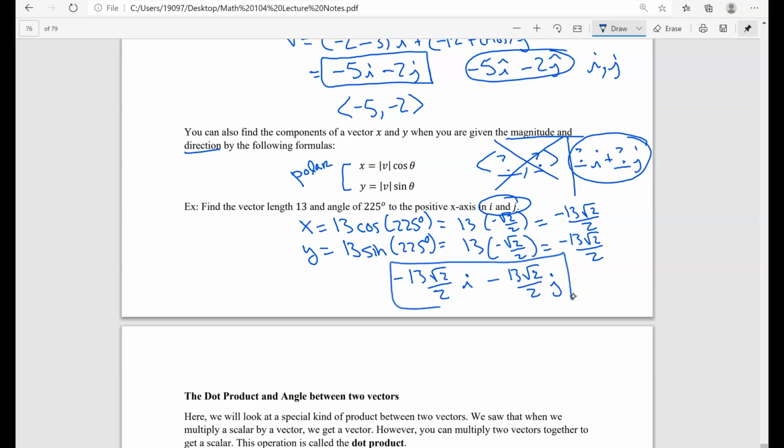So this would be the vector that has magnitude 13 and an angle of 225 degrees. If I were to draw it, notice that this is negative and the other one is negative. So if I were to draw the standard position, it would go there. The angle here would be 225. The length of this vector will be 13.